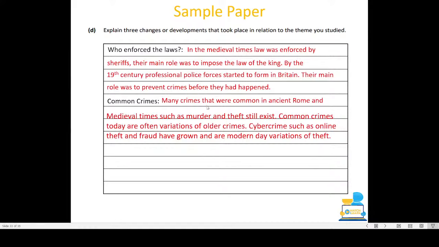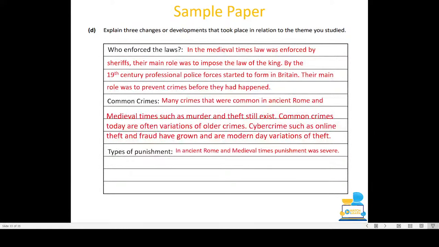So we mentioned that. What I've done here is mention that murder and theft were common in ancient Rome and medieval times. I talked about how they were common there, and then I referenced that it still happens now, but that cybercrime or online theft is just another variation of this. So I've put down 3 different time periods here: ancient Rome and medieval times, and then in modern day, it's developed so that this kind of theft has also moved online thanks to modern developments with the internet. And finally, the last one I focus on was types of punishment.